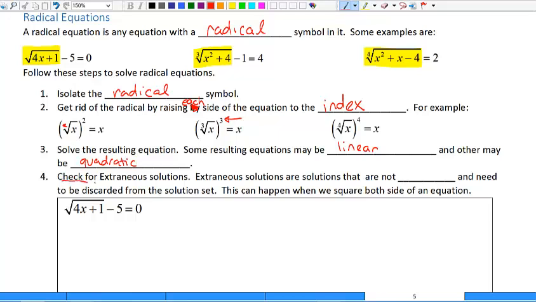Step 4 is not an optional step. It says you must check for extraneous solutions. Now, most of the things that we've done in the past have been optional checks. This is not an optional check whatsoever. An extraneous solution is a solution that is not valid, and it needs to be discarded from the solution set. This often happens when we square both sides of an equation, which is what we're going to be doing a lot today, when we square both sides in step 2. So you have to check your work. If there was a shortcut to this, I would show it to you. There isn't. You just have to work out both sides.